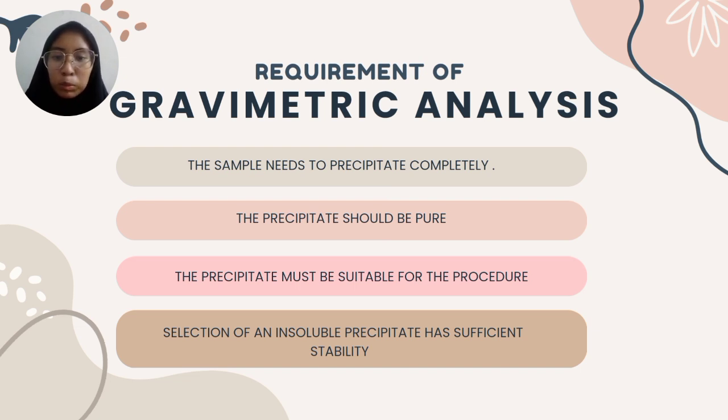Next one, the precipitate must be suitable for the gravimetric procedure. For this one, the precipitate should be suitable for handy methods such as filtering, weighing, and drying. And other than that, the last one is the most important fundamental requirement. The selection of an insoluble precipitate should have sufficient stability and be easy to manipulate in the experiment.